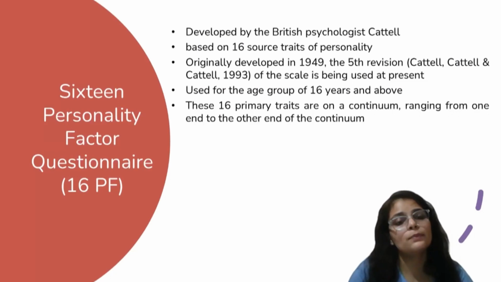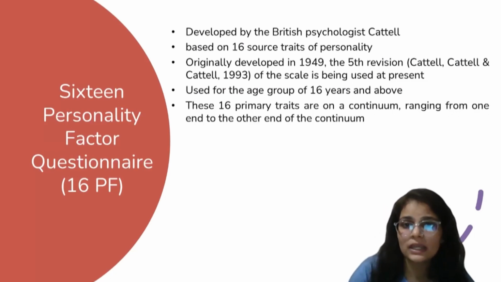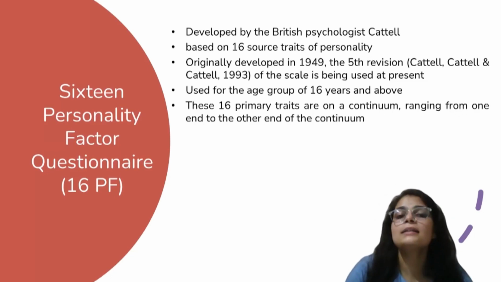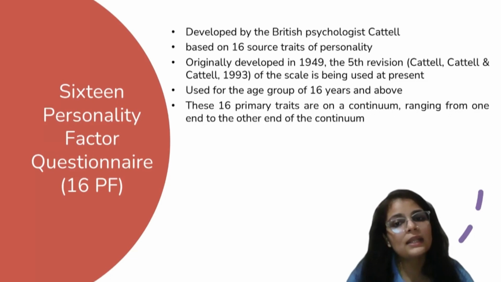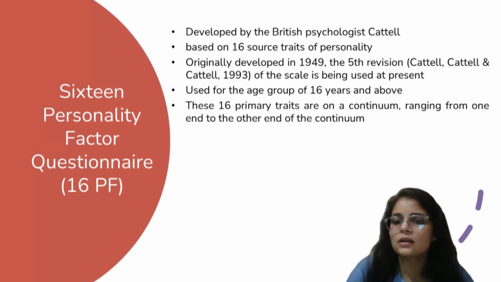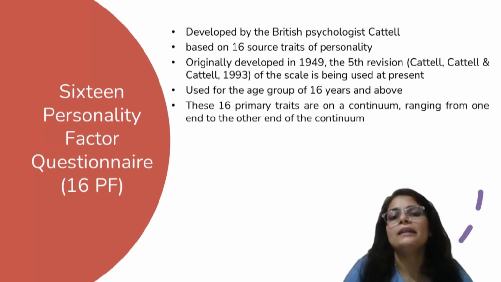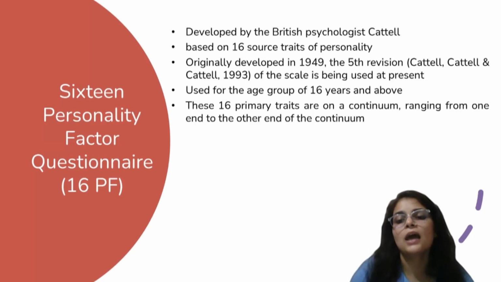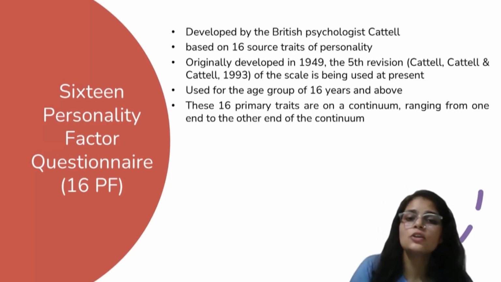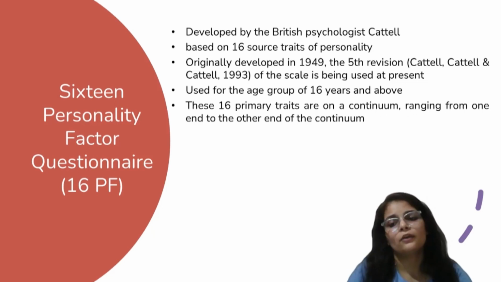Moving ahead, the 16 Personality Factor Questionnaire, 16 PF. It was developed by the British psychologist Cattell. It is based on 16 source traits of personality. It was originally developed in 1945, but it has been thoroughly revised, and the current revision, I guess the 5th revision, is being used, for the age group of 16 and above. These 16 primary traits are on a continuum ranging from one end to the other end of the continuum.